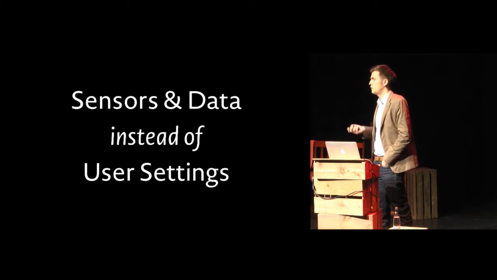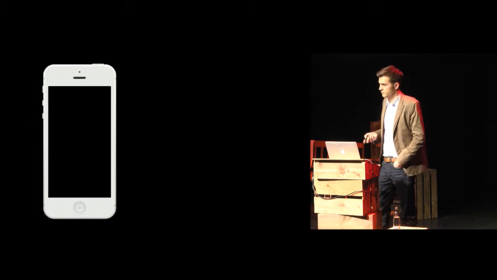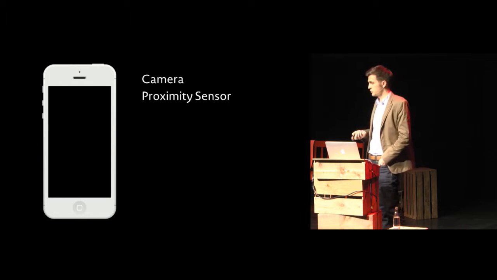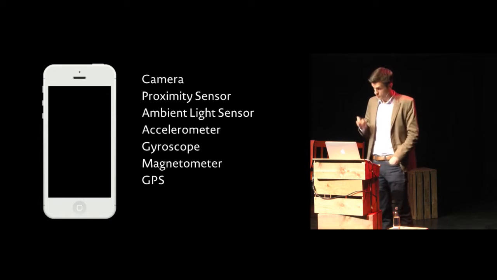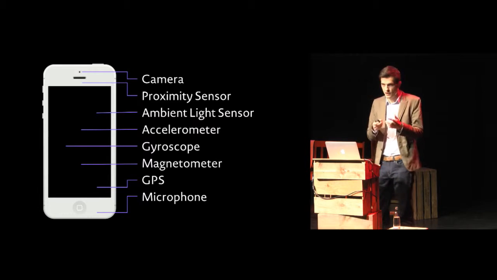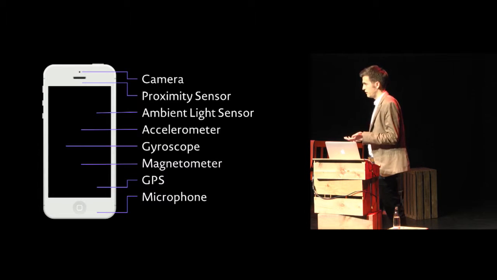So yes, a few settings are fine, I think, but maybe there's a smarter way. Instead of asking the user to adjust text parameters, why don't we just use the sensors and the data instead of user settings? A smartphone has all kinds of sensors. For example, camera, proximity sensor, ambient light sensor, accelerometer, gyroscope, magnetometer, GPS, microphone. All of this is built into most of the devices we have. That's a lot of live data about the user's context, right?